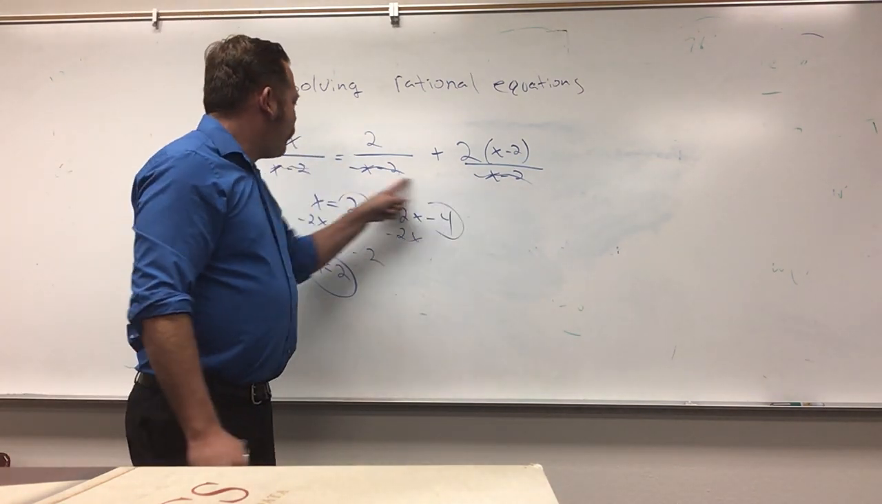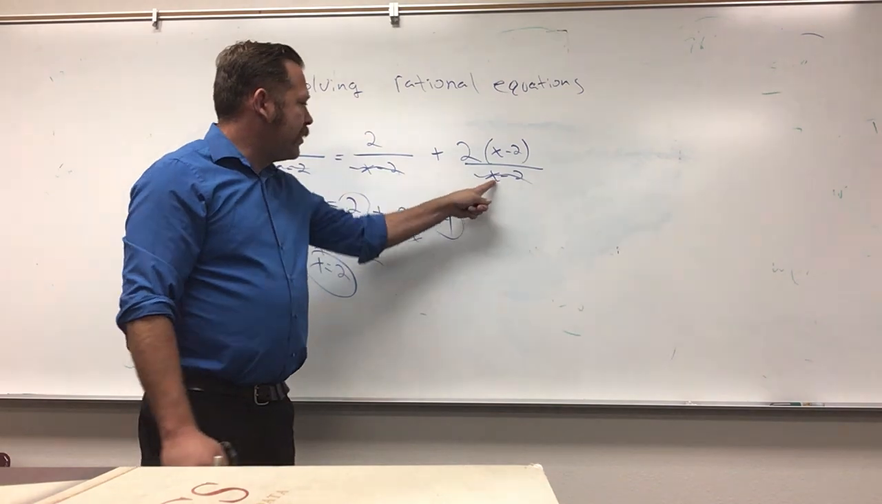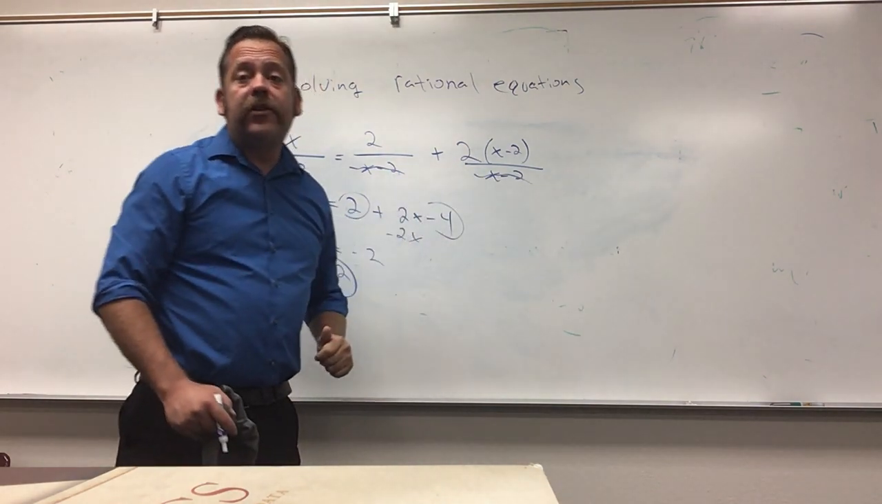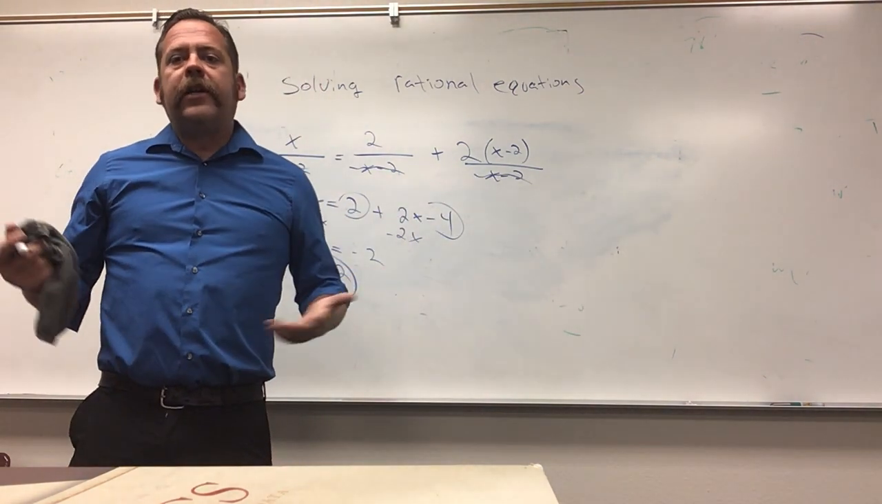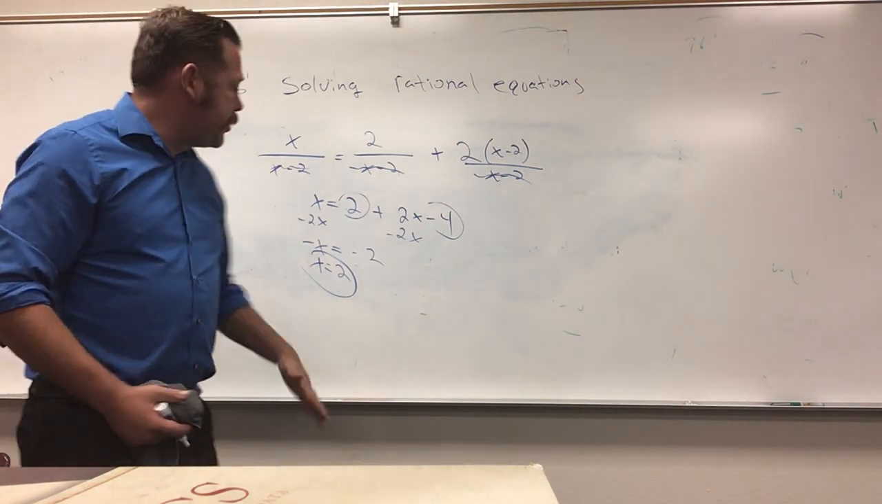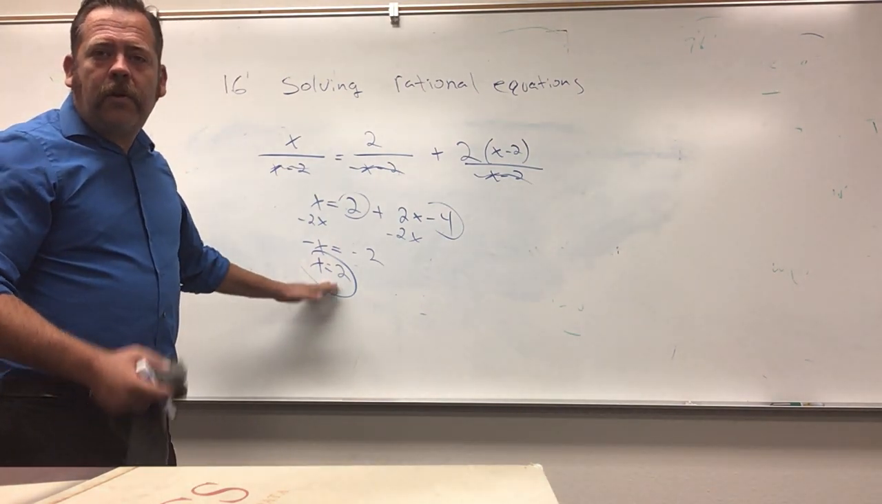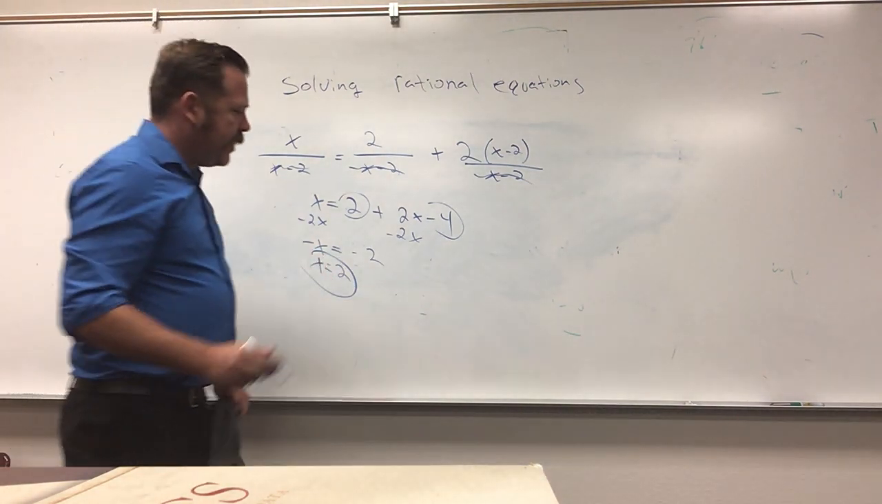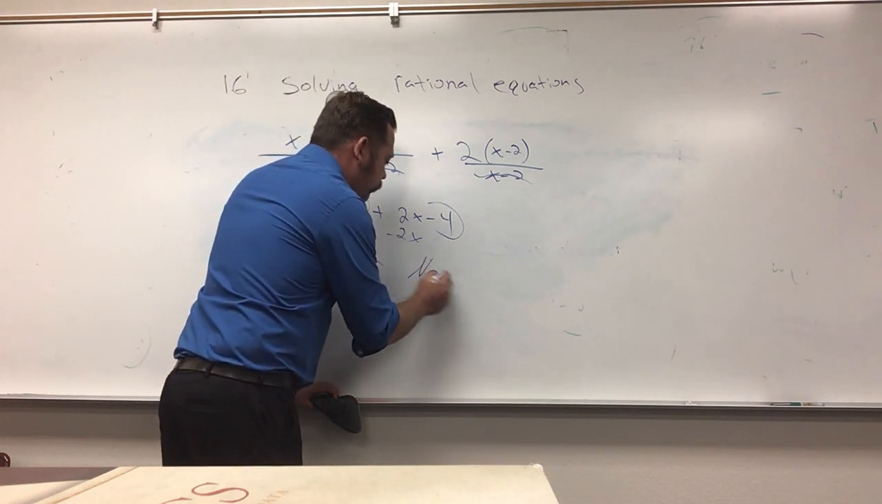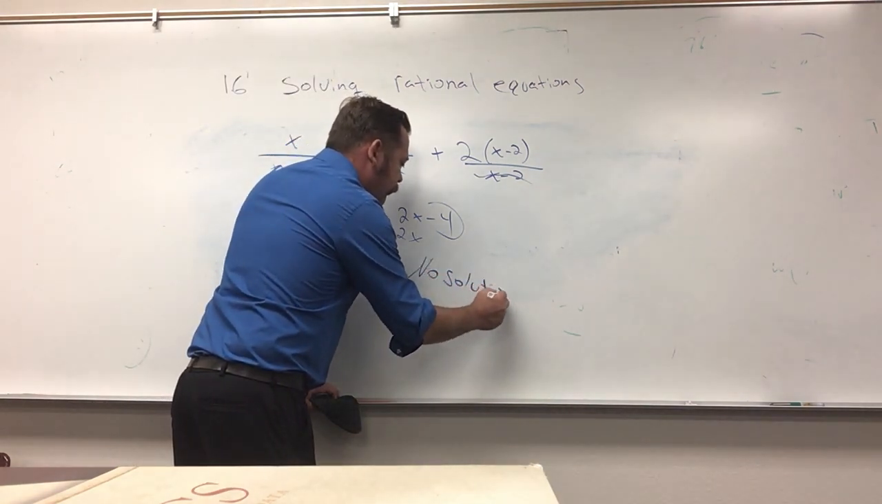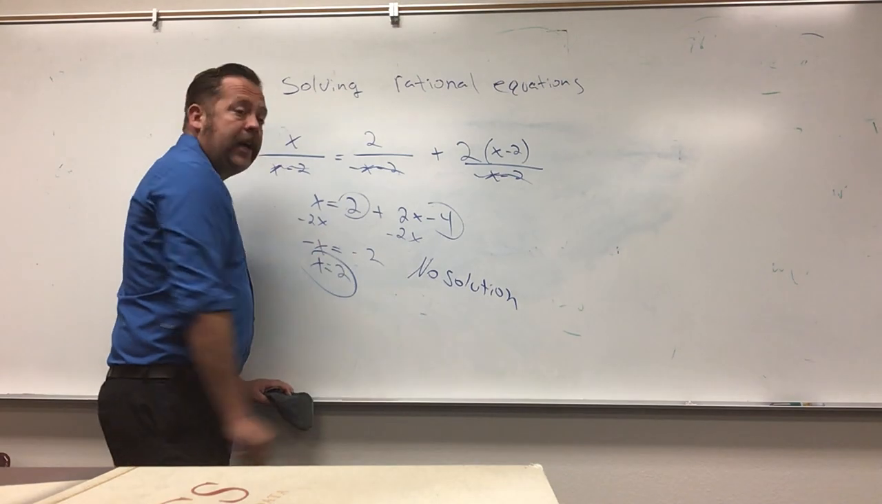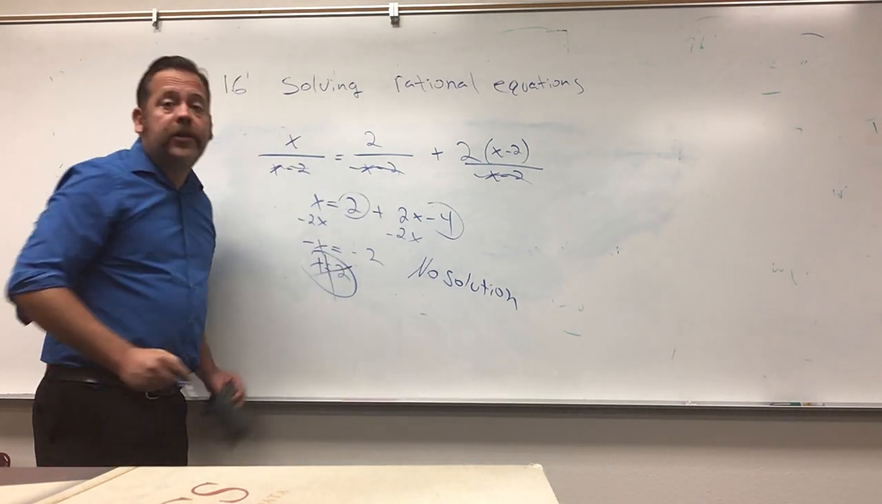So if I were to plug 2 in for x into this denominator, I would get 2 minus 2. Therefore, it's extraneous, and it won't work. The only solution we could find, 2, won't work. So in that case, we're going to say no solution. Okay? Because x equals 2 doesn't work.